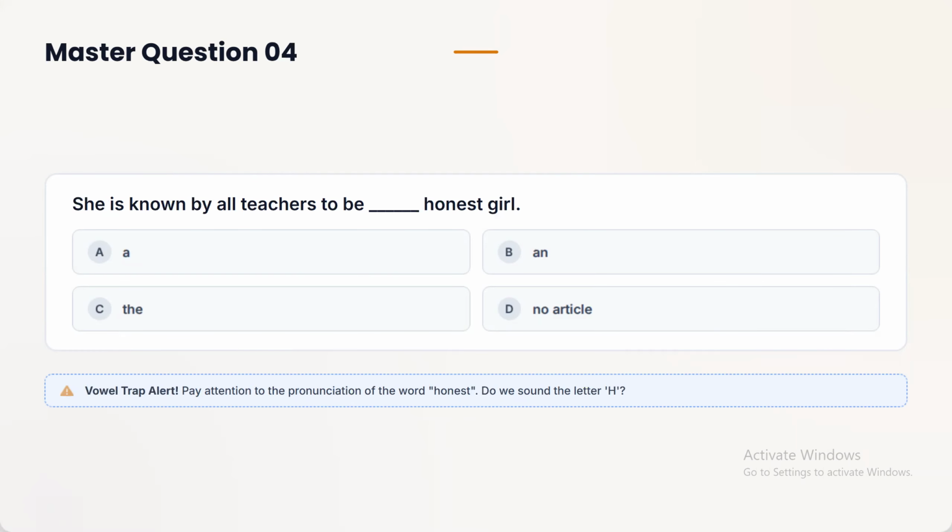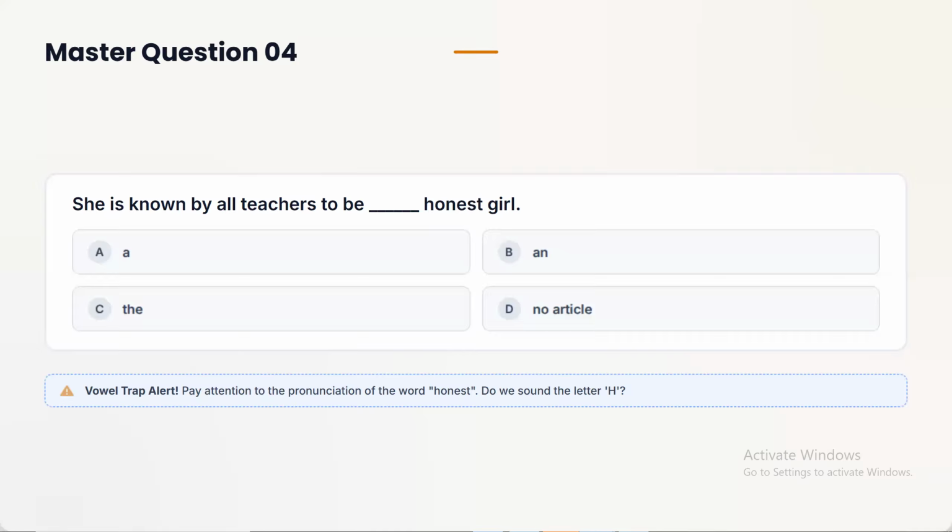The next one: she's known by all teachers to be dash honest girl. Honest. Yeah, it's becoming tricky. Honest. So everyone is choosing B.